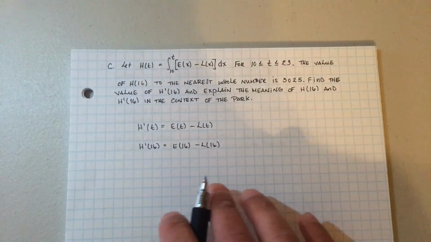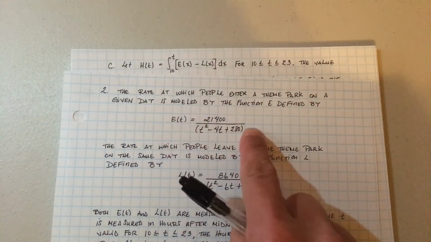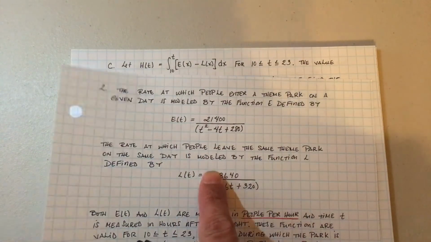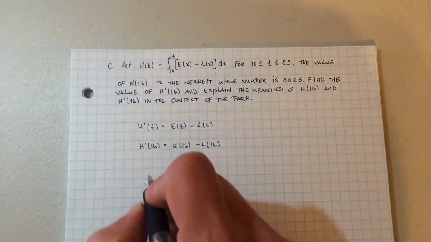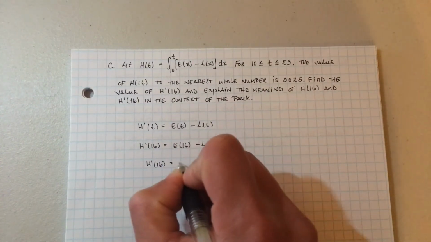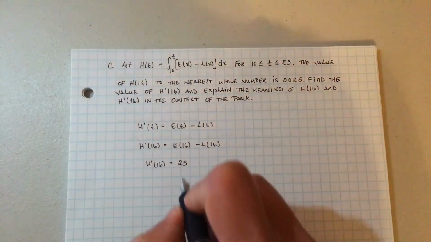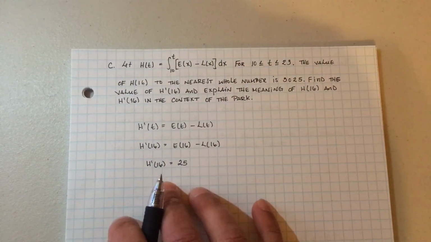Okay, and what do you do there? You would plug in 16 here, plug in 16 here, and I actually think I did that one. H prime of 16, I think I got something like 25 or something like that. Well, what does that mean? Okay, well, 25 what?